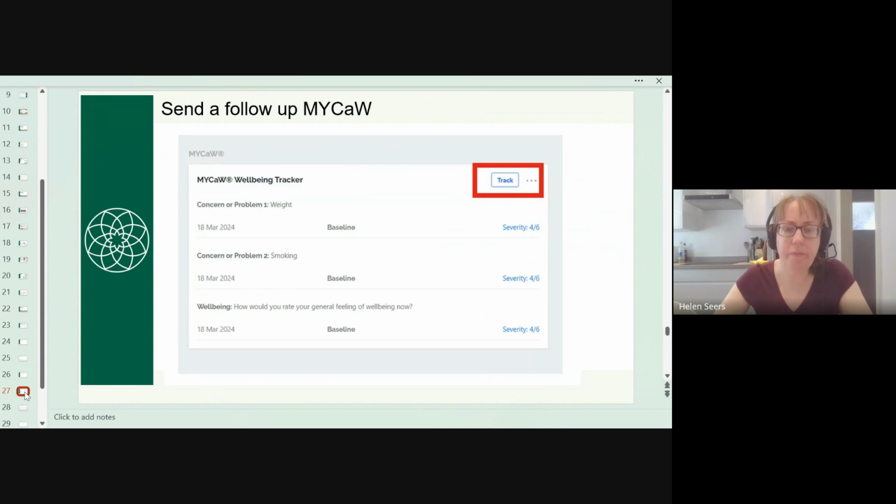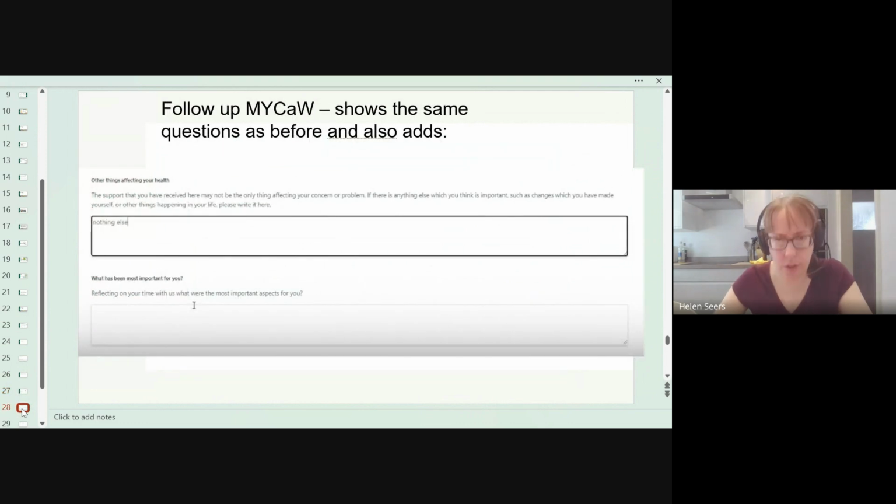score. To send a follow-up MyCore in the system, I understand you go into the MyCore and you select track. The questionnaire will pop up again. It will have the initial concerns pre-populated in there. I couldn't get it on a screenshot, apologies, but it'll look like the initial MyCore just with the issues written in the boxes for people then to rate against for that second follow-up time. And then those extra optional open text questions will be there, other things affecting your health and what's been most important for you, that will be there.